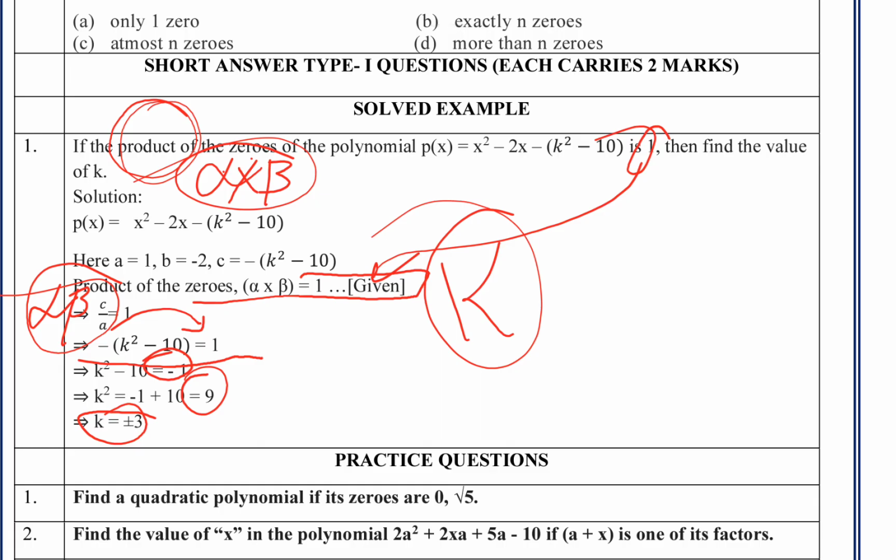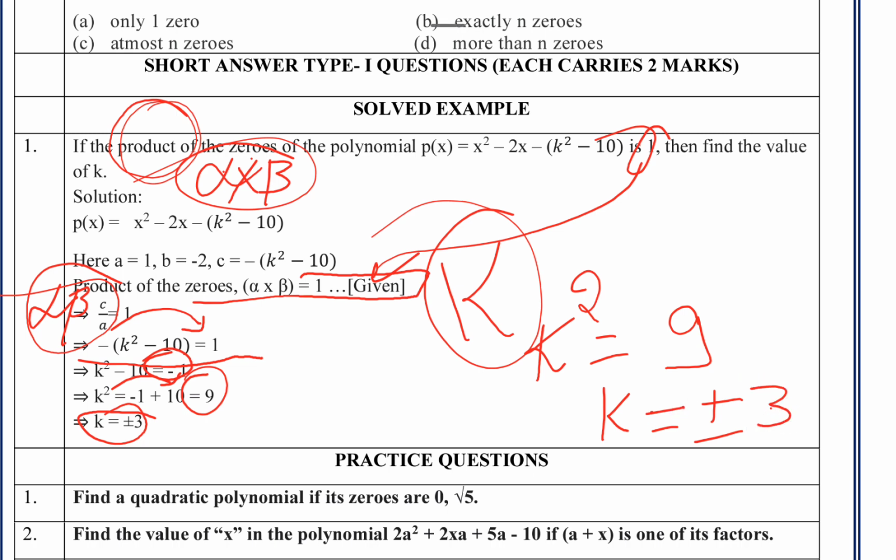I hope you understood. The value is k equals plus or minus 3 because the square is there. When you shift the square to this side, you get k square equals 9. Taking the square root, the square gets cancelled, so we get plus or minus 3. The answer is plus or minus 3.